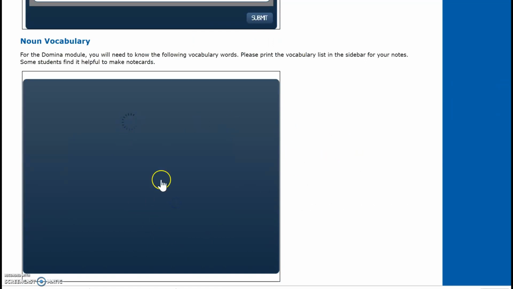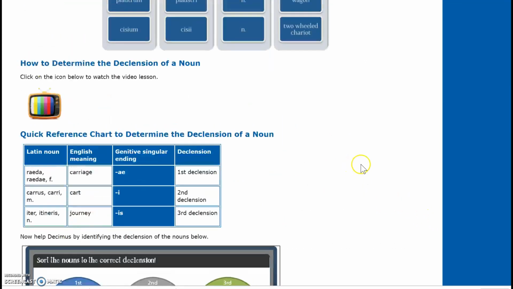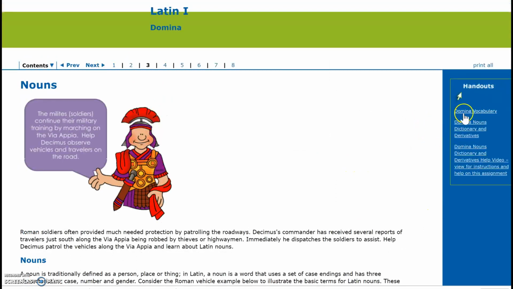This is where you would practice your vocabulary words. Remember that your vocabulary is over here. This is the handout that you want to fill out for the Domina Dictionary and Derivatives quiz.